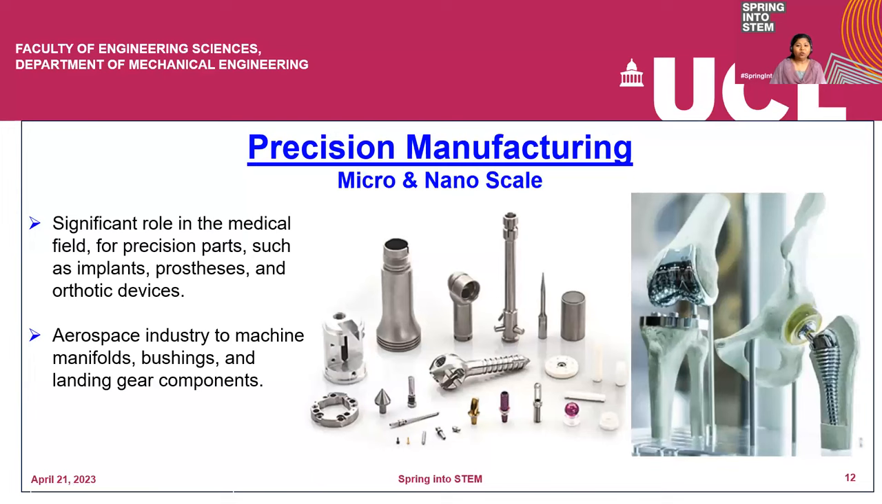Precision manufacturing is widely used for producing micro and nanoscale components that are widely used in the biomedical and aerospace industries. As you could see, prostheses used for knee replacement, hip replacement, implants, and other orthotic devices are generally made using this precision manufacturing method. In the aerospace industry, this method is used for machining manifolds, bushings, and components that are used in landing gears. Again, these demand high precision and accuracy.